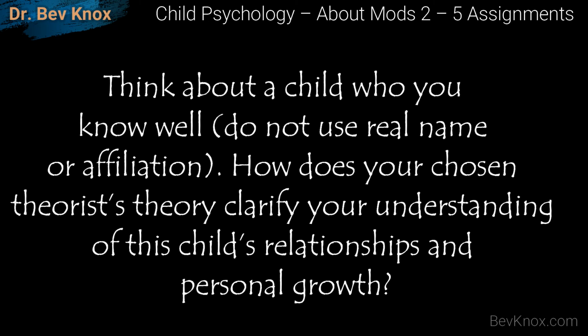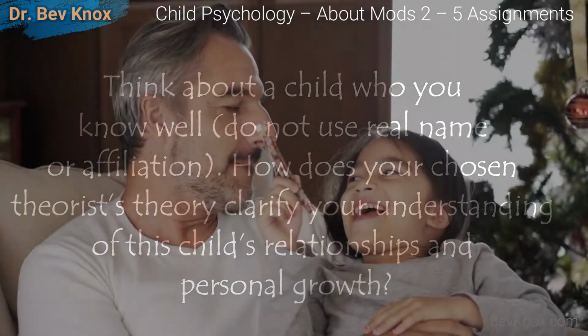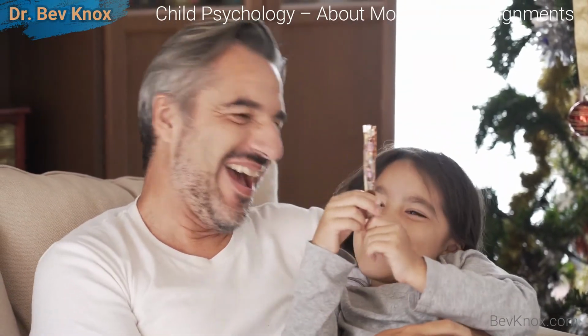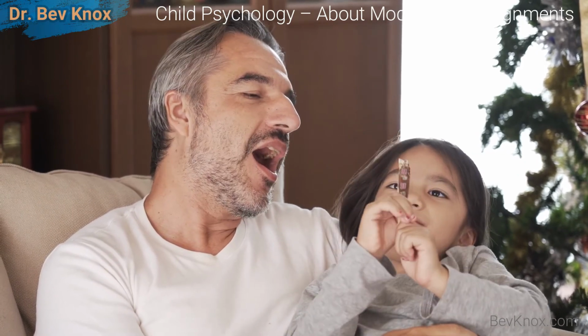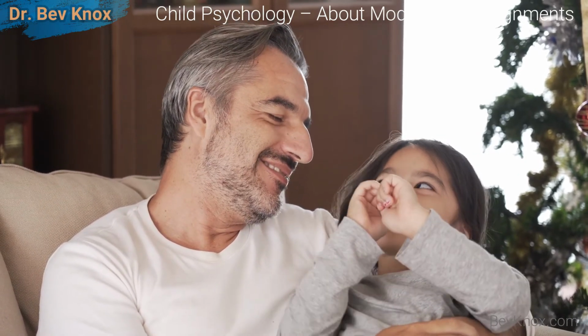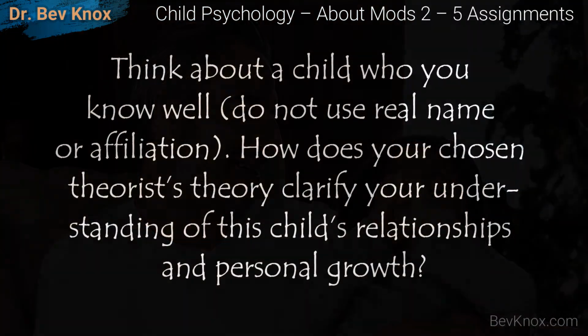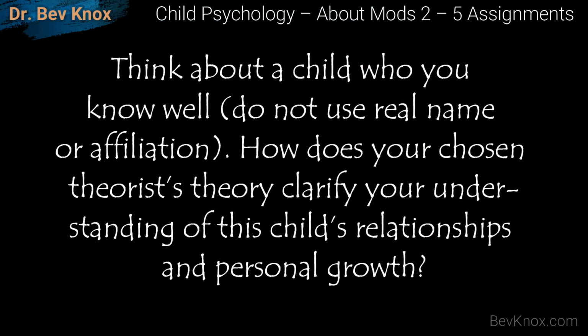Which is think about a child who you know well, and please do not use their real name or their affiliation with you. Don't say, this is my 7-year-old son. No, don't do that. But think of a child that you know well and tell how your chosen theory clarifies your understanding of this child's relationship and personal growth? And also, what can you do to support this child's social emotional development?